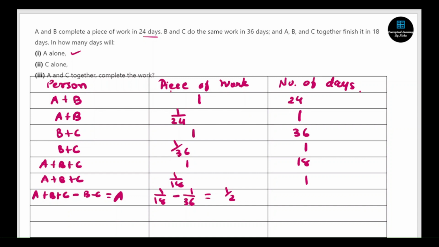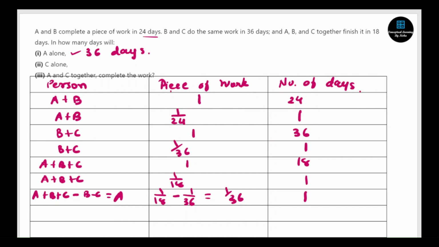So what I can say from this, sorry, 1 over 36. A can complete 1 over 36th of the work in one day. So how many days will he take alone? 36 days. Okay, 36 days. Now I don't have that much space, so I'm just directly writing this. You can write one more column if you want.